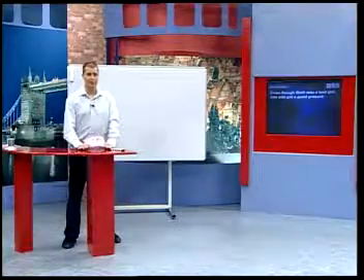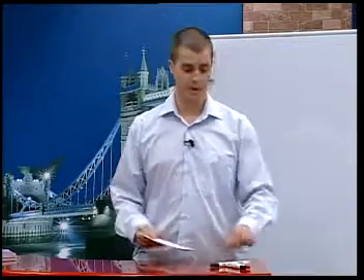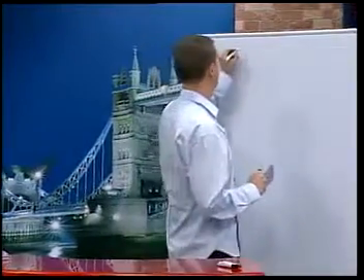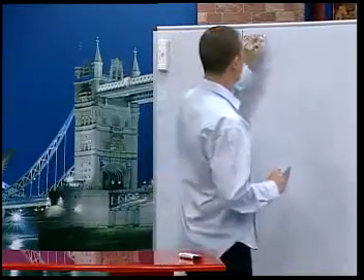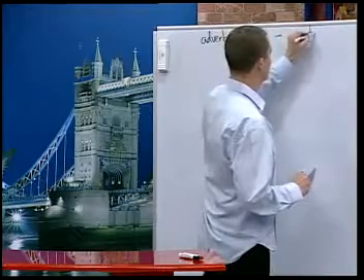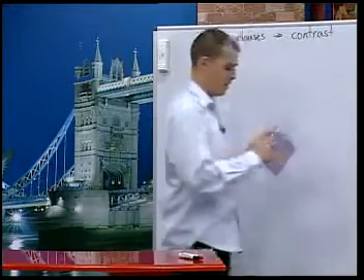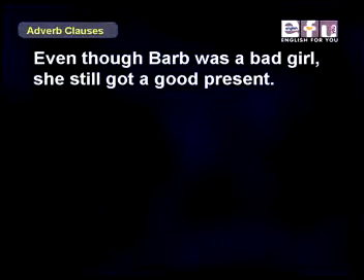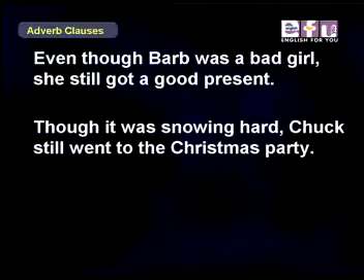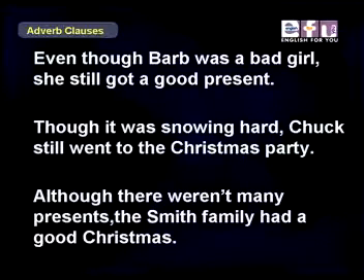Let's finish our study of adverb clauses with a look at two more types. First is adverb clauses showing contrast. Adverb clauses of contrast. Have a look at these sentences. Even though Barb was a bad girl, she still got a good present. Though it was snowing hard, Chuck still went to the Christmas party. And although there weren't many presents, the Smith family had a good Christmas.